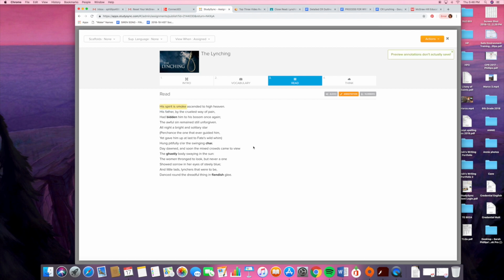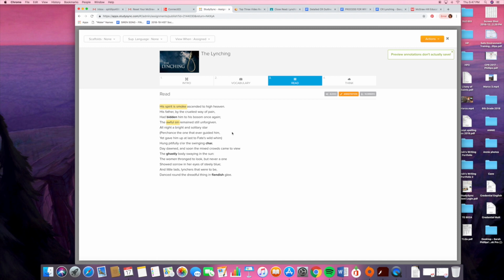"His father, by the cruelest way of pain, had bidden him to his bosom once again." Remember we talked about the father being God? That kind of relates, but I'm not as drawn as some other images. "The awful sin remained still unforgiven." You could maybe be like, what is sin? Like, what sin? Which one? That could stand out to you maybe.